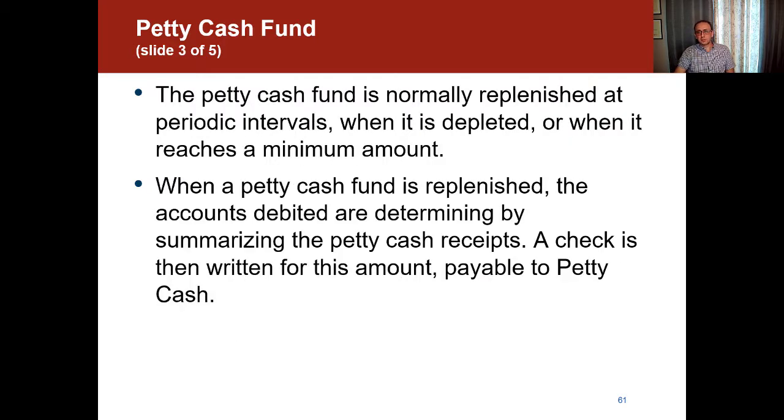The petty cash fund is normally replenished at periodic intervals. By replenished, we mean we bring it back to its balance when it's depleted, or when it reaches a minimum amount. Say it's $500 and we have to replenish it once it goes down to $100, so we bring it back to $500. When a petty cash fund is replenished, the accounts debited are determined by summarizing the petty cash receipts. A check is then written for this amount, payable to petty cash.